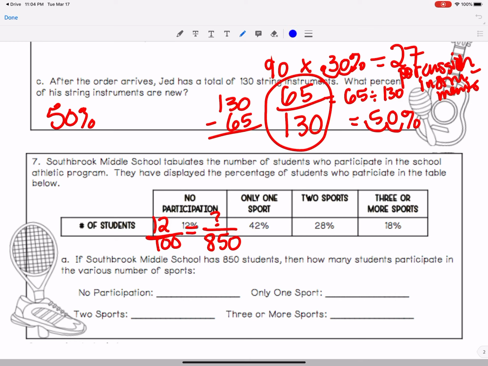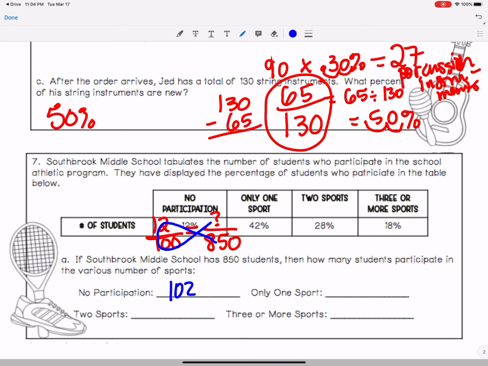Okay, I would just do 850 times 12 divided by 100, and that will give us our answer. So 850 times 12 divided by 100, that gives me 102 students did not participate at all. All right, how many students did 1 sport? Let's set this one up.